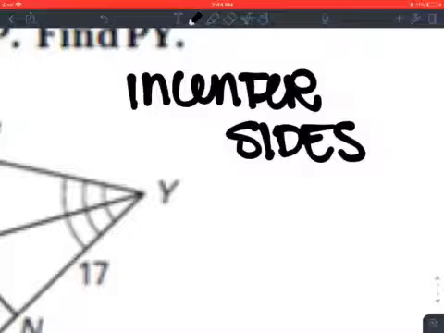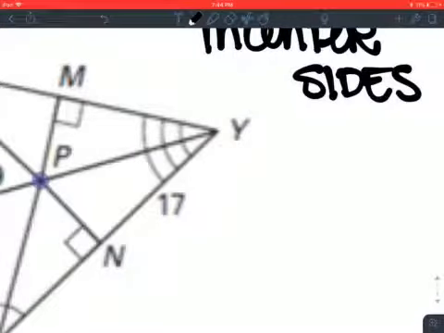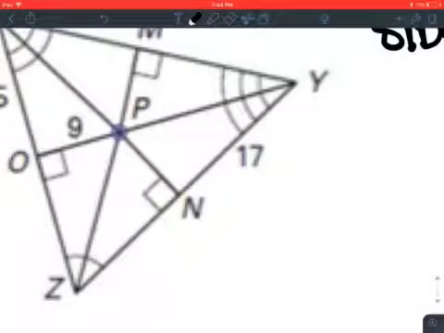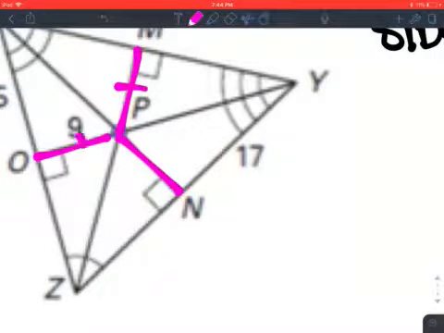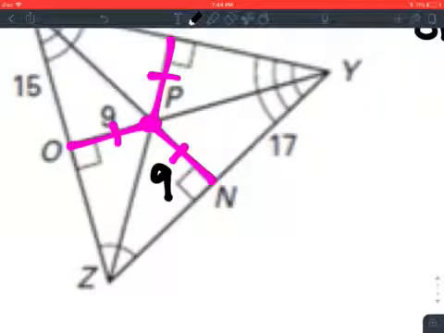And then going from that, when we're talking about the distance from a point to a side or a point to a segment, it's the perpendicular segment connecting the two. So if you look at the 3 segments that I am highlighting here, these are all congruent because this is showing the distance from the point, the incenter, to the side. Which means that these are all 9.